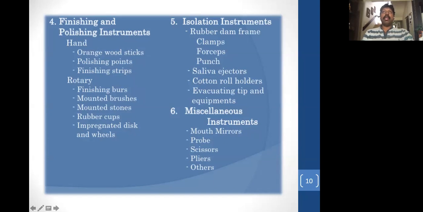This is one of the very important classifications, more than Stodavet sometimes, and it gives complete detail about all the instruments used in operative dentistry or conservative dentistry. Six classifications they made, and this is one of the very good classifications where everything is included. The earlier one was not completely inclusive; they just had two, cutting and non-cutting, it was simple.